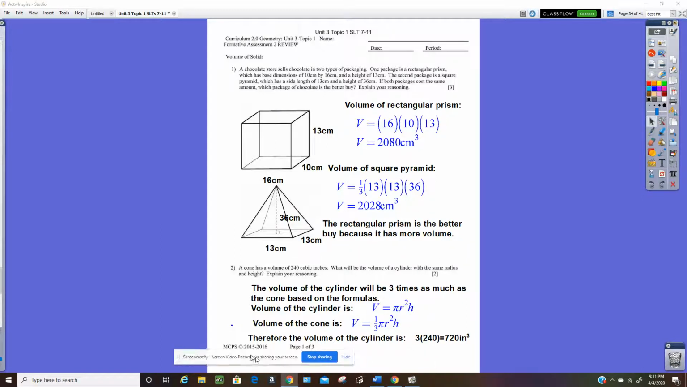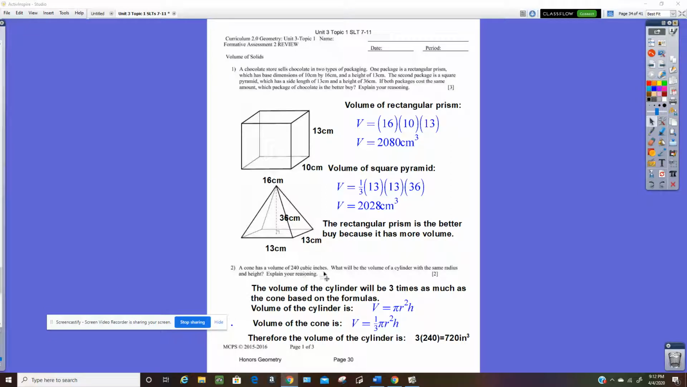Question two, the cone has a volume of 240 cubic inches. What will be the volume of the cylinder with the same radius and height?